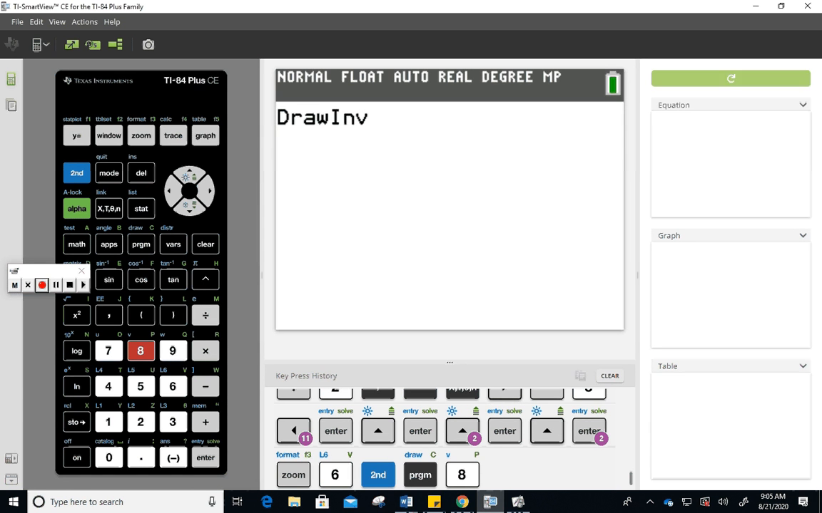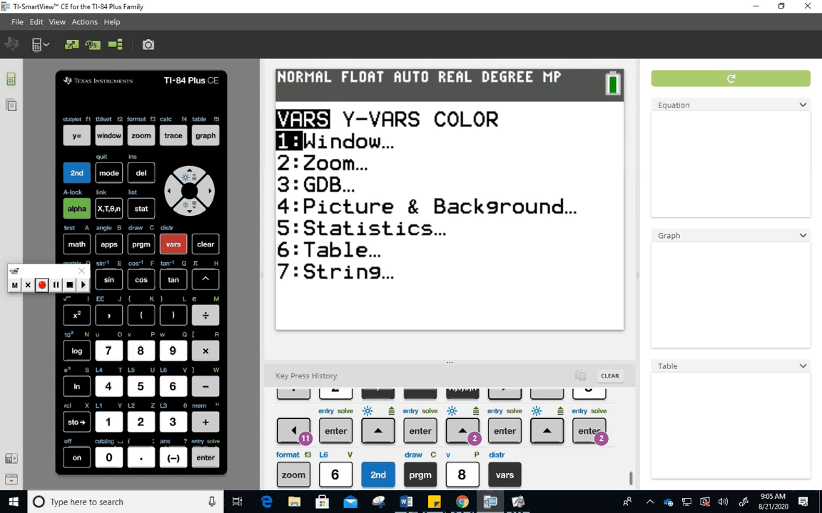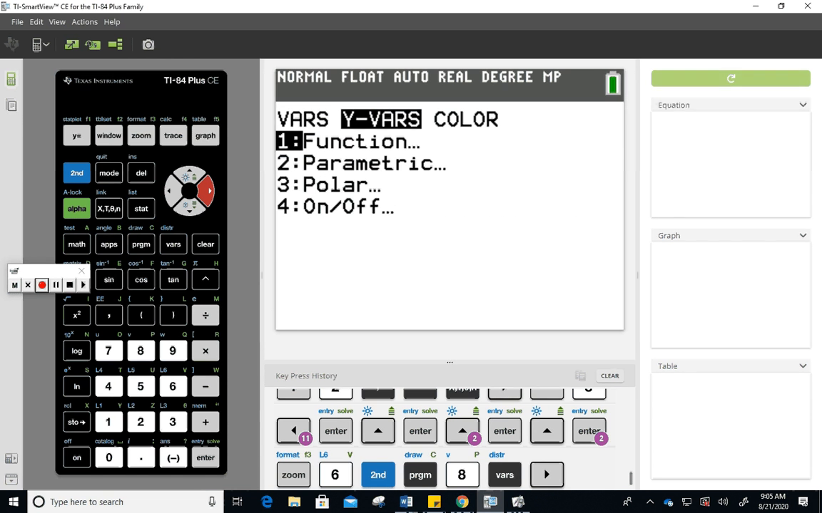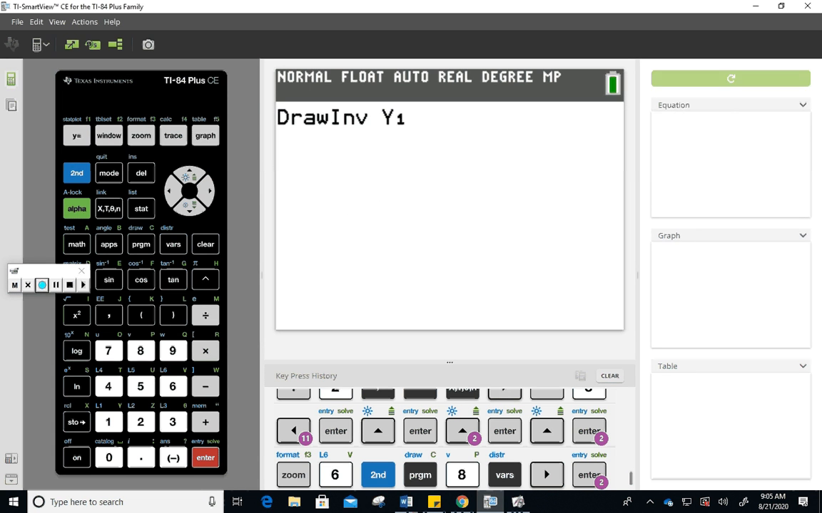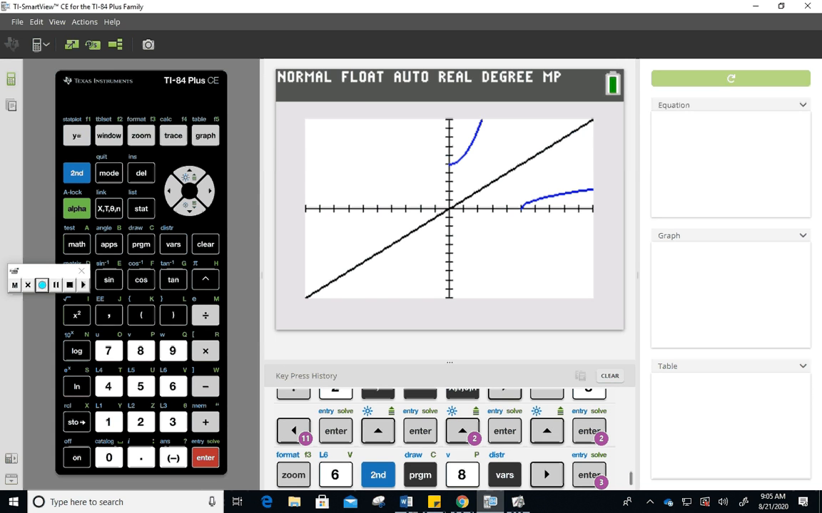Now, I'm going to tell it to draw the inverse of what I've inserted in y sub 1, and that way I don't have to type in my equations again. So if I want to pull up y sub 1, I'm going to go to my variables menu, which is right beside the program key. I'm going to go to my y variables menu. I'm trying to draw the inverse of a function, so I just hit y1. Now, when I hit enter, it automatically draws the inverse for me.